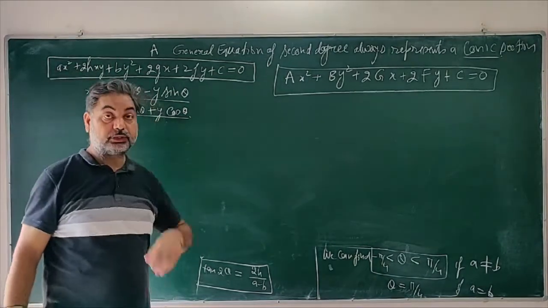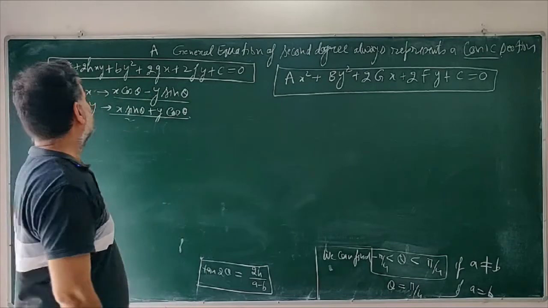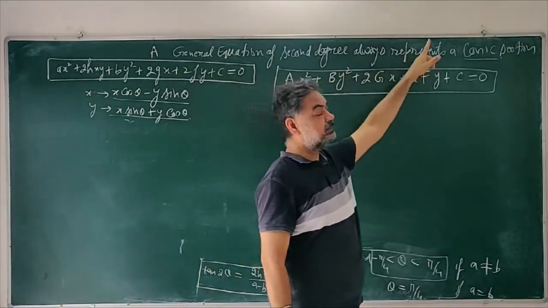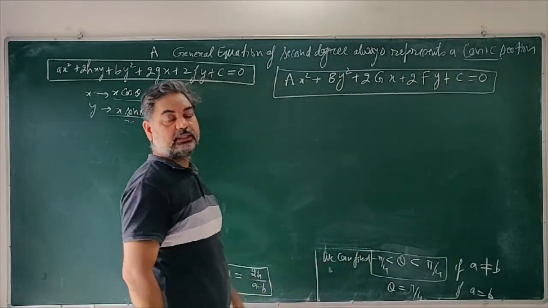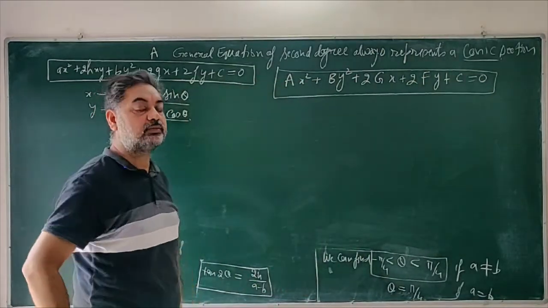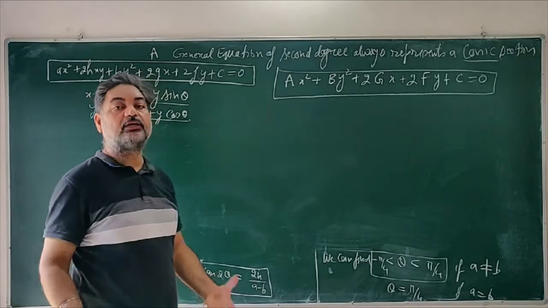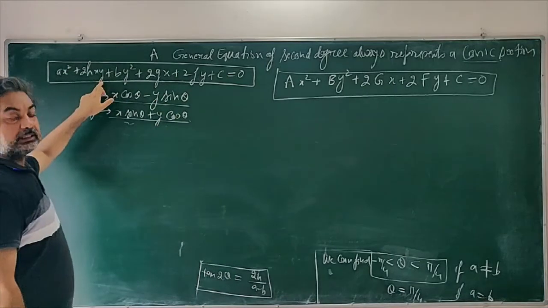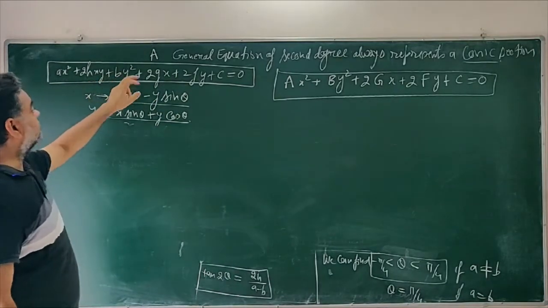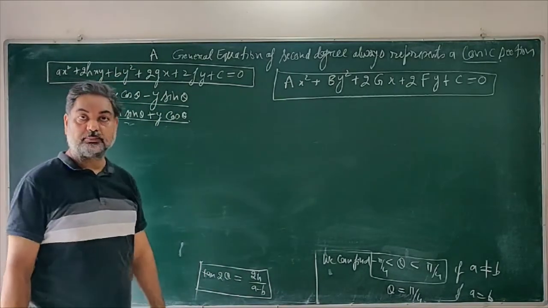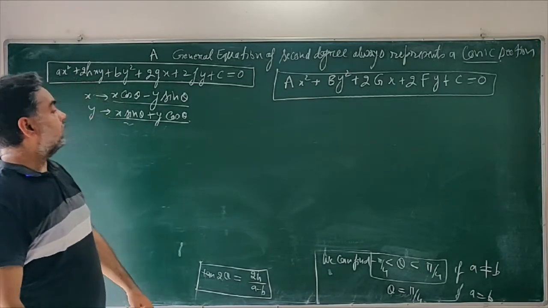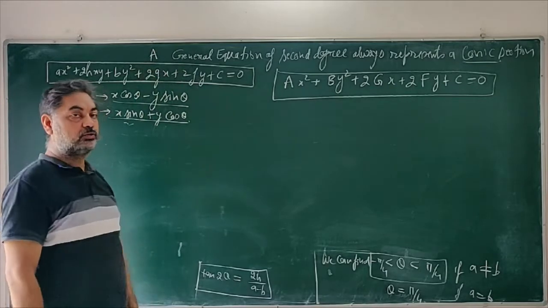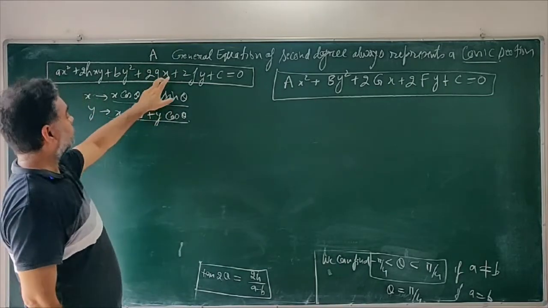So students, what we are doing is we are trying to show that a general second degree equation in x and y will always represent a conic section. So how we have started is, suppose this is a general second degree equation, ax square plus 2hxy plus by square plus 2gx plus 2fy plus c equal to 0, and we will show that this equation always represents a conic. So how do we go about it?